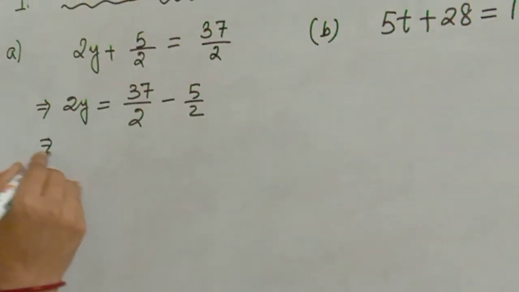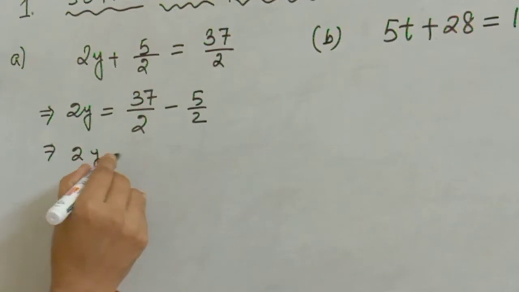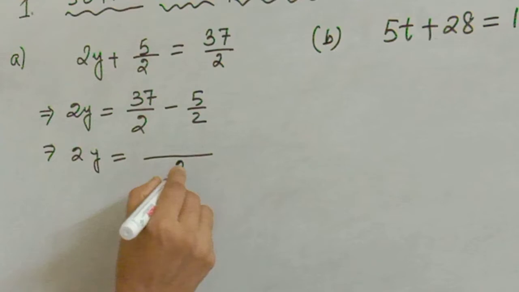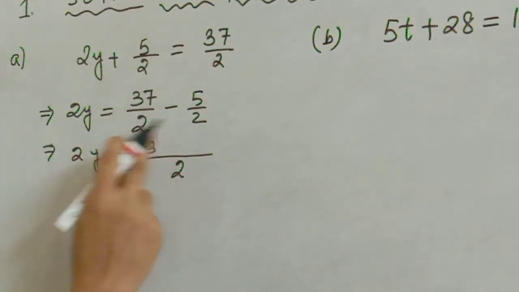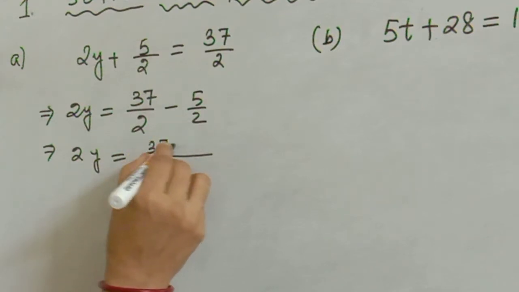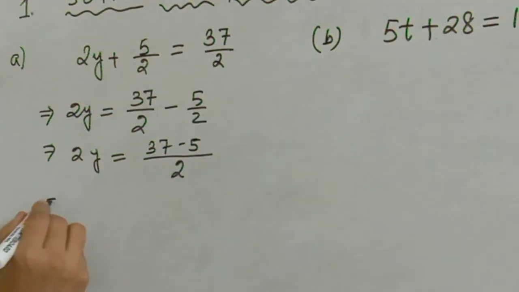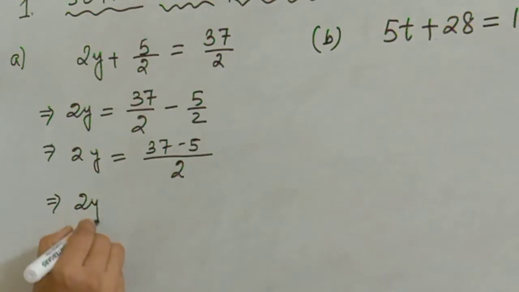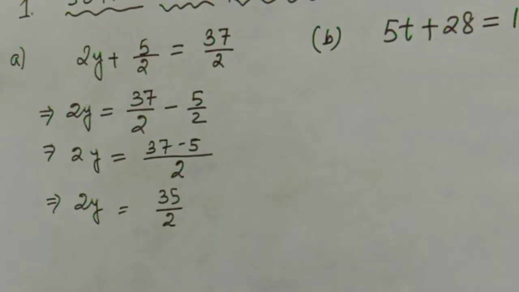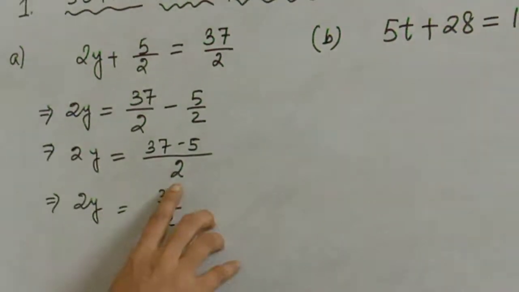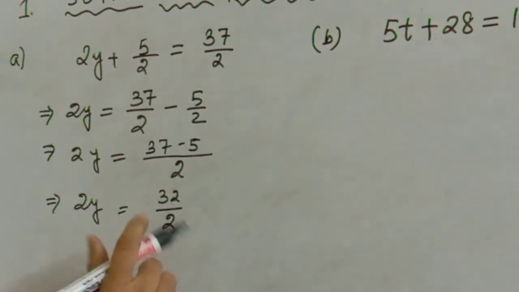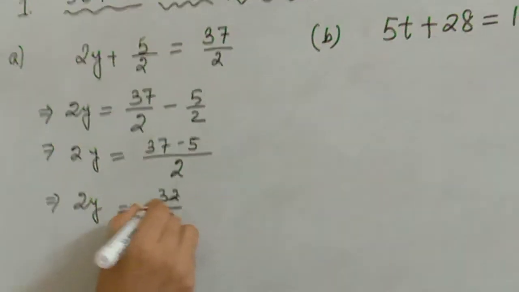Now 2y is equal to, here two constant terms and the denominator is 2. So 37, LCM of 2 is 2. Both places same. So 37 minus 5. The result is 2y is equal to 35 by 2. Sorry, it is 37 minus 5. So 32 by 2. Cancel it. It will be 16.